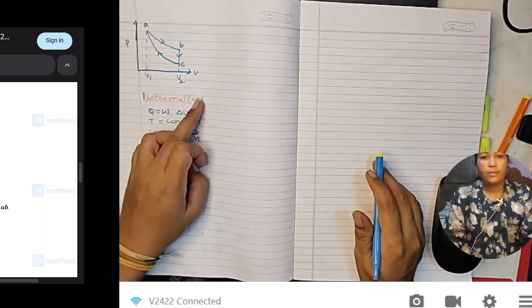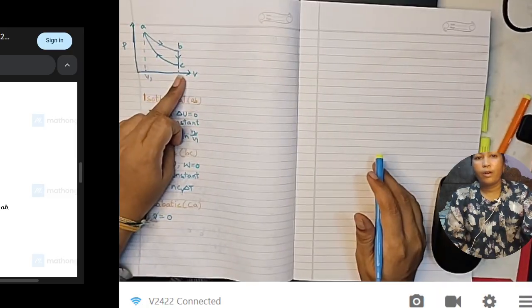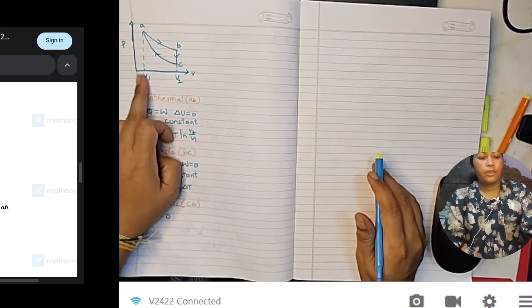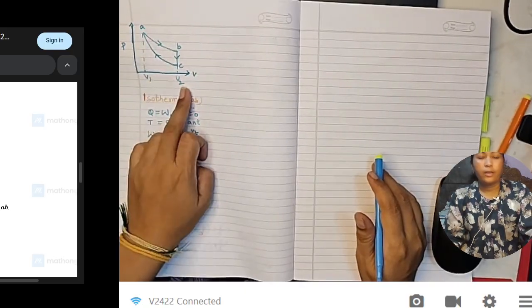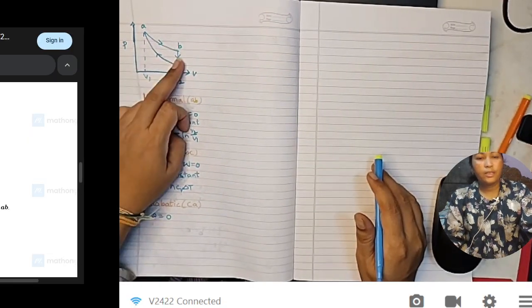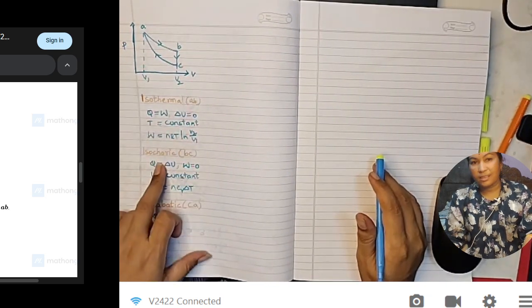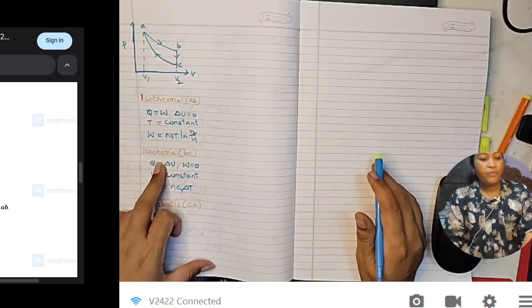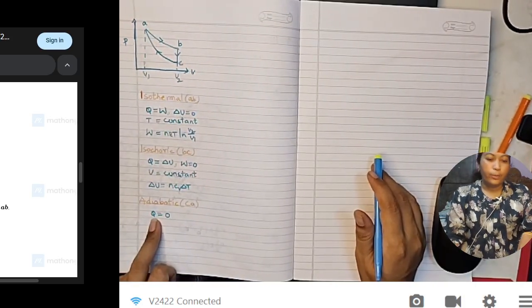Okay, this is the diagram with pressure versus volume. Here is V1 and here is V2, and they stated that from A to B it is an isothermal process. From B to C that is an isochoric process. From C to A that is an adiabatic process.